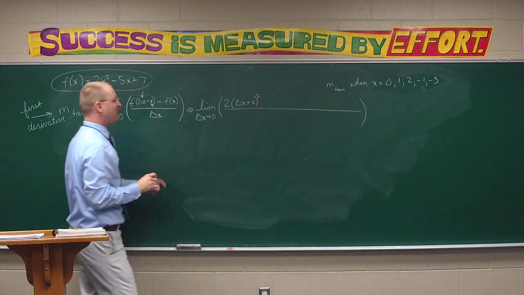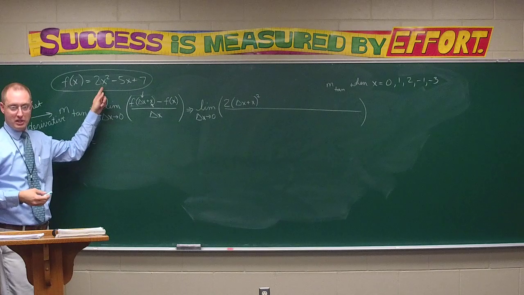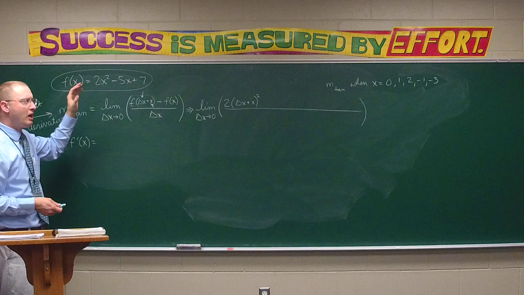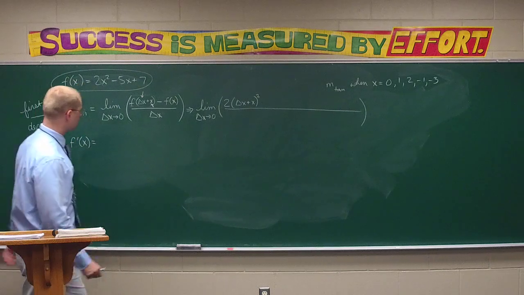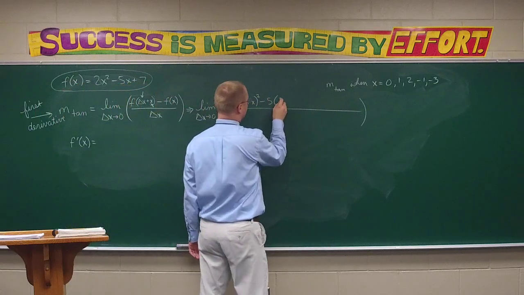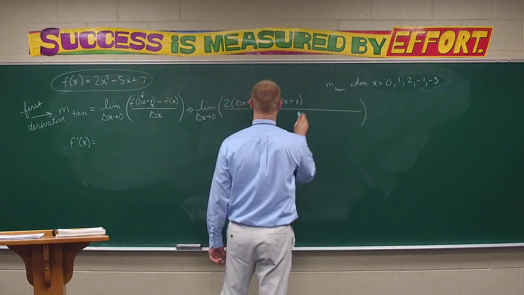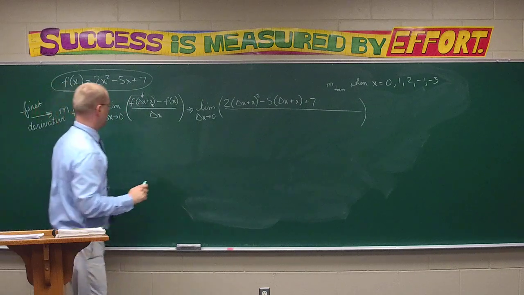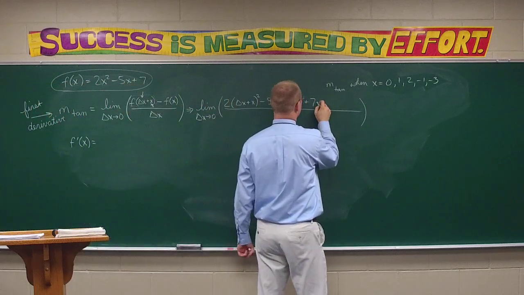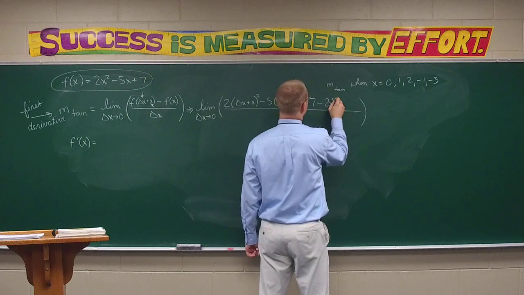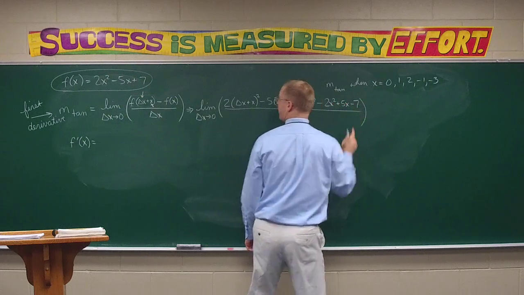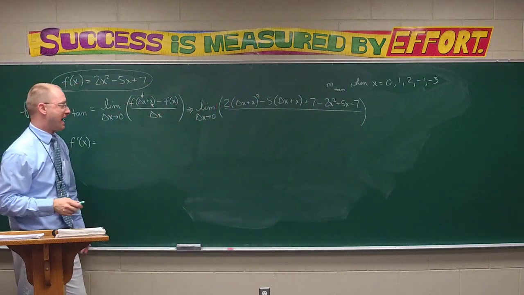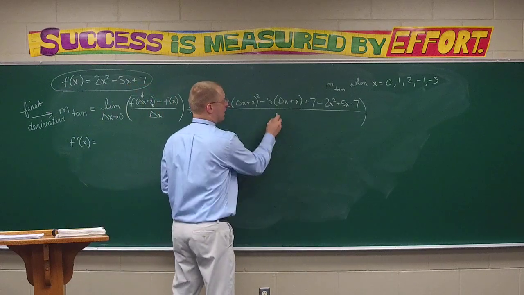When it's complex like this, it probably is best not to try to do too many steps in our head. So I don't mind the plug in as its own step, because squaring and distributing a 2 probably leads us to problems. Negative 5 times delta x plus x, and just plus 7. And then the negative f of x would be just negative 2x squared plus 5x minus 7. I can do that step in my head easily. Now, all I'm doing is changing signs. I don't mind doing that in my head. All over, of course, delta x.